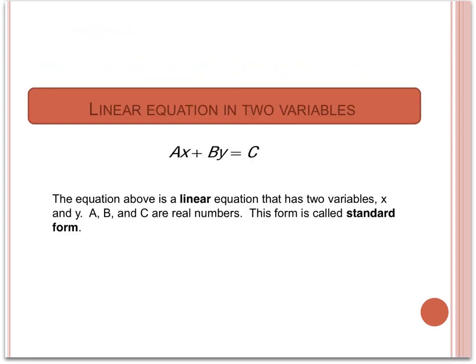The equations that we've seen so far are called linear equations in two variables. A linear equation is an equation that is in the form ax + by = c, where x and y are two variables and a, b, and c are real numbers. This form is also called the standard form.